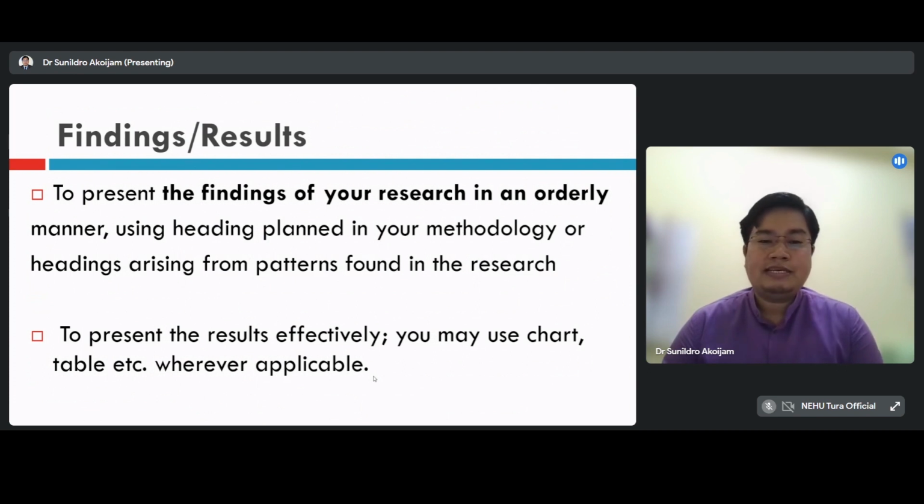To present the results effectively, you may use charts, tables, etc., wherever applicable. In order to present your findings in a more effective manner, you can use the help of charts, tables, graphs, or any other tools which are abundantly available in today's time. The basic objective should be that you present your data in such a manner that the readers or reviewers find it easy to understand what findings you are bringing in through your research.